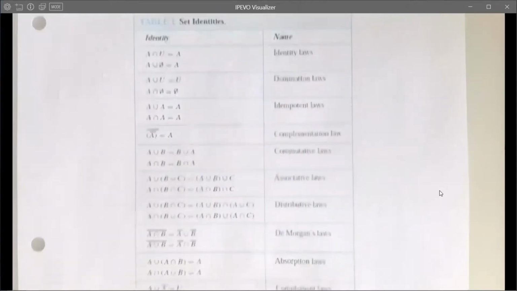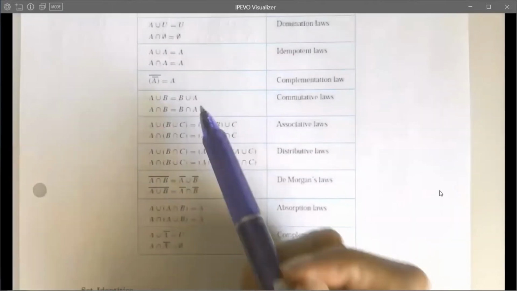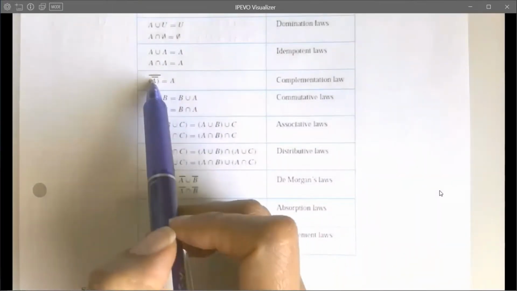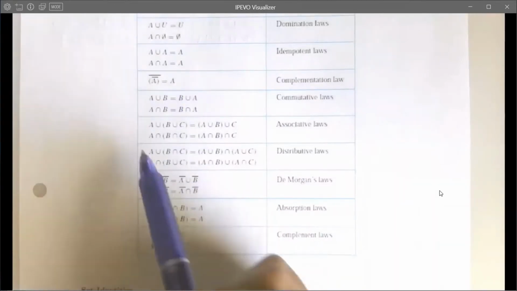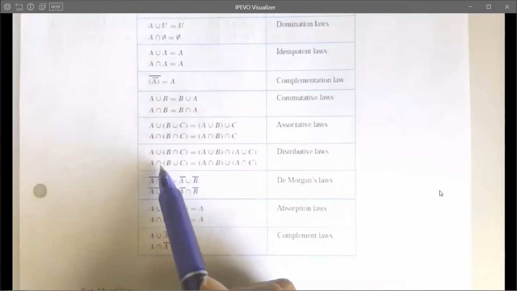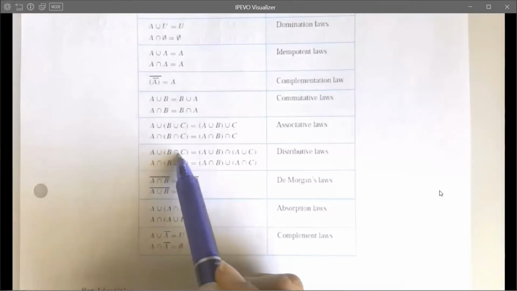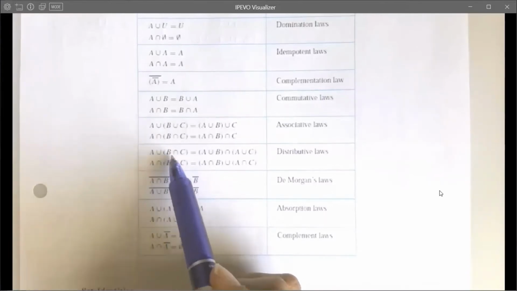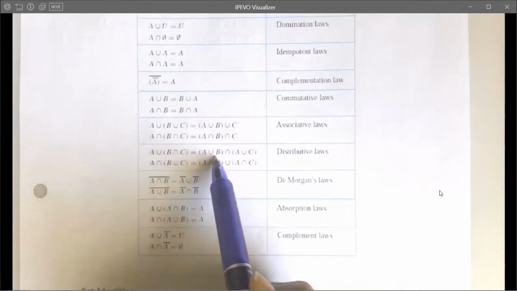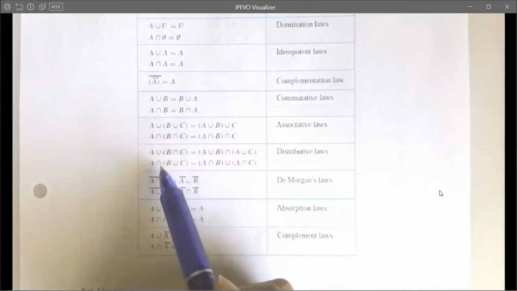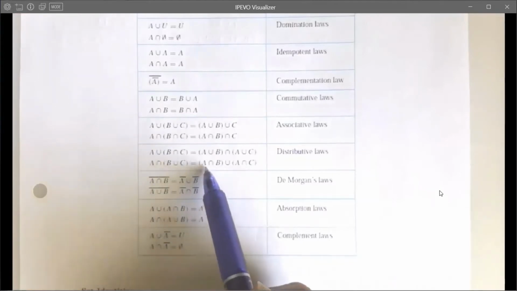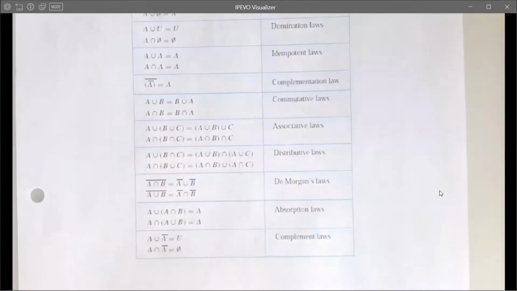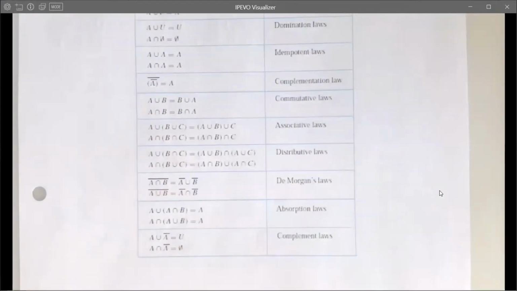Some more commonly used ones are the complementation law, where if you take the complement of A, you're going to get A back. There are the distributive laws that are also pretty common. So if you have the union with an intersection, you can distribute the union into the intersection to get A union B intersect A union C. Similarly, if you have intersection with the union, you can have A intersect B, union A intersect C.